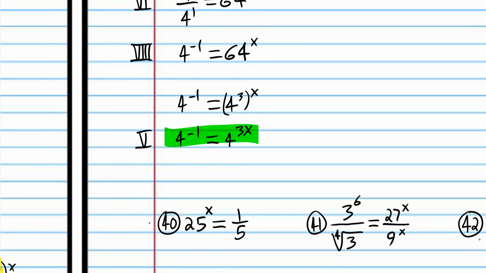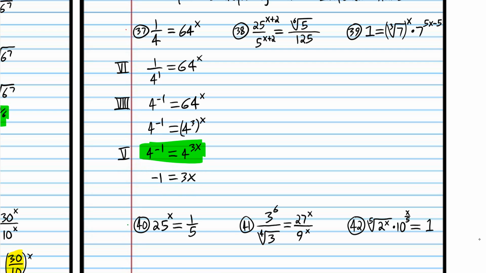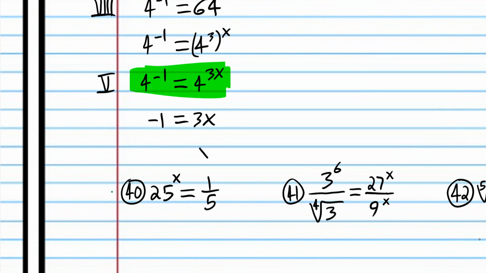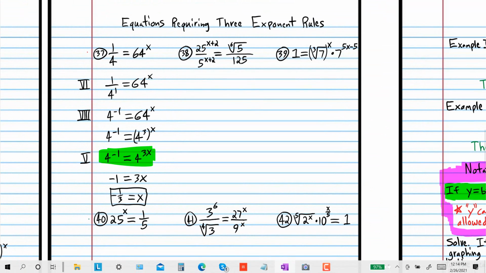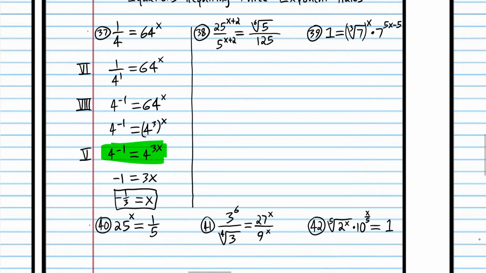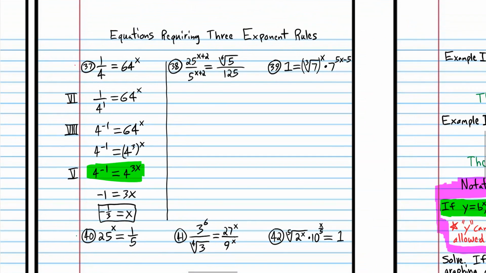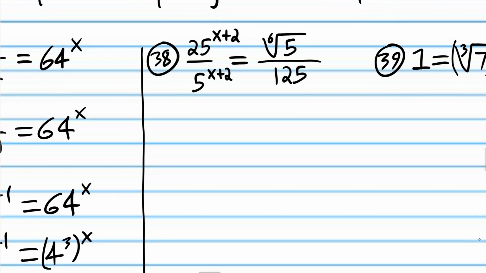And now we're at the critical stage. So we know that negative 1 must be equal to 3x. And let me find some more room here. And x is equal to negative 1/3. So you can see we used 2 rules on that problem. And you might be getting tired of writing these Roman numerals, but that helps us to understand where the stuff is coming from. We're not just getting these operations out of nowhere.